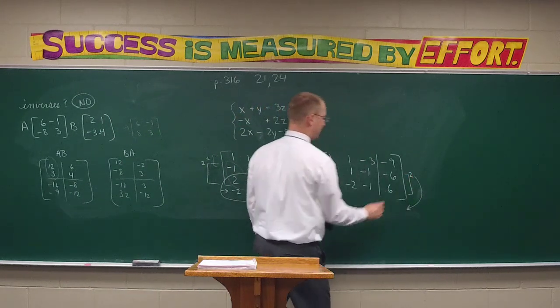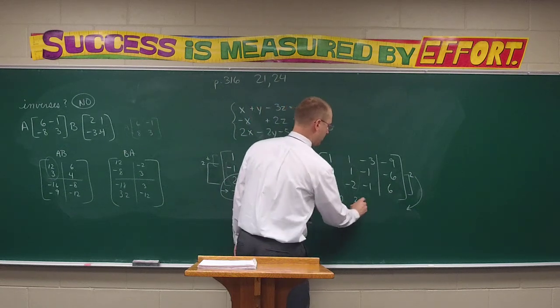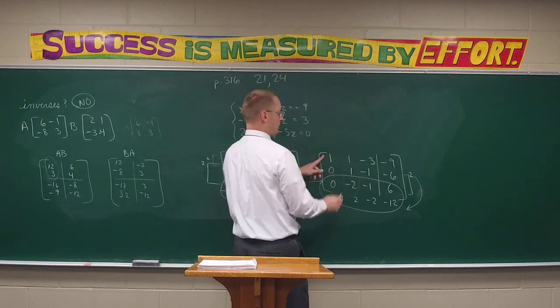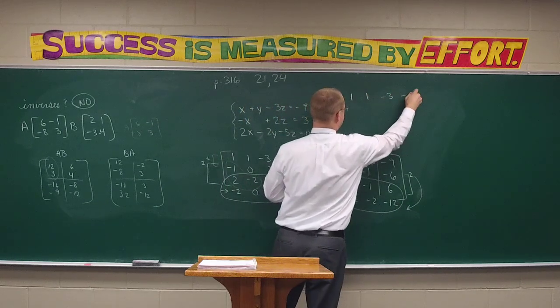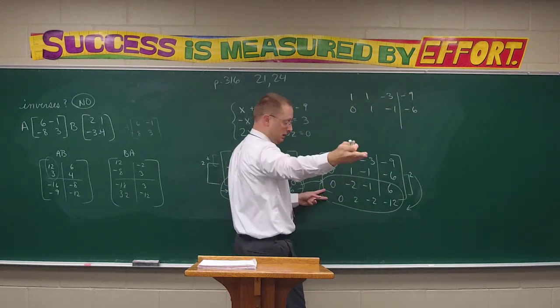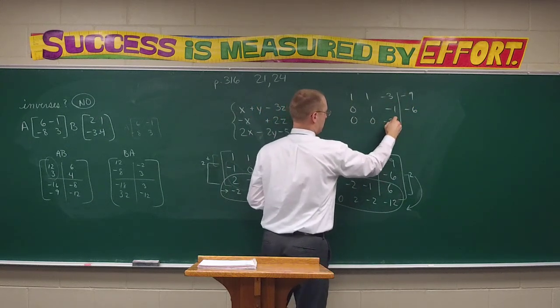To temporarily get what middle row? 0, 2, negative 2, negative 4. And I'm going to put these two rows together to get a new third row. Now I like the 1, 1, negative 3, negative 9. I like the 0, 1, negative 1, negative 6. But my bottom row is going to become 0, 0, negative 3, negative 6.